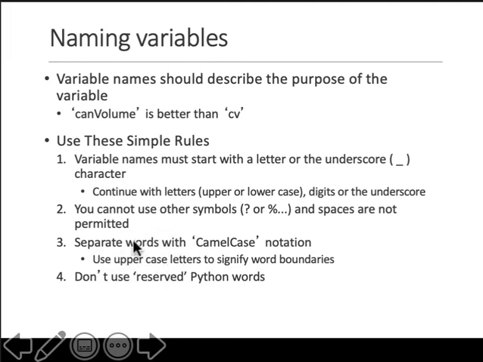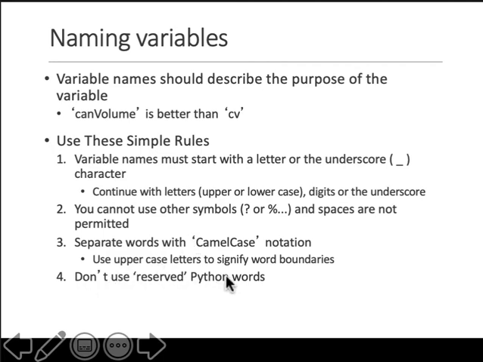So the number 3 is basically a good notation to write. You can just write camel case without anything, like C-A-M-E-L, C-A-S-E, all in lowercase. But this looks better when you read code. And finally, don't use reserved Python words.